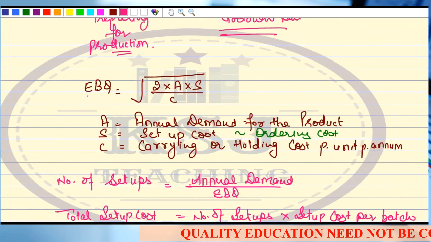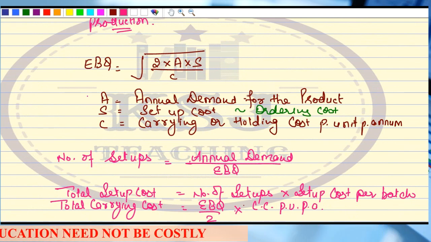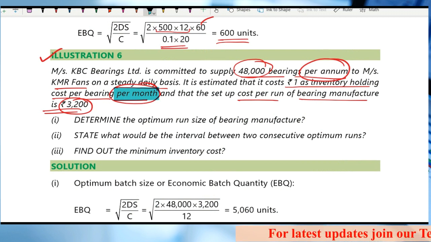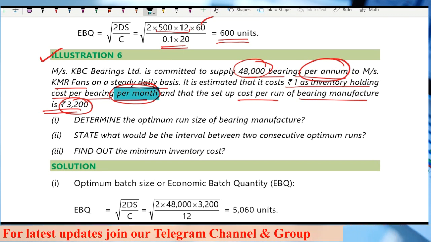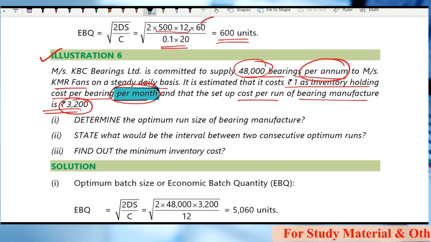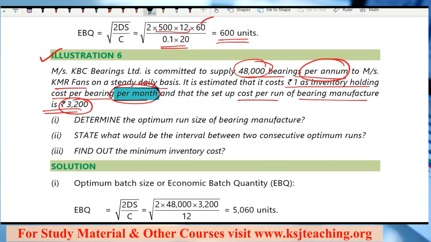I have written carrying or the holding cost per unit per annum. That is for the year. And what is given here? It is given ₹1 as the inventory holding cost per bearing. That means per unit. But instead of per annum, they have given you per month. And that is where many of the students committed mistakes in the July 21 exam, where this EBQ question was there. And that is where they also gave per month. And I received lots of messages, sir, we have taken it as per month only. We have taken it as this much only. Will we get the marks? How can you expect the marks? Then you blame the institute.